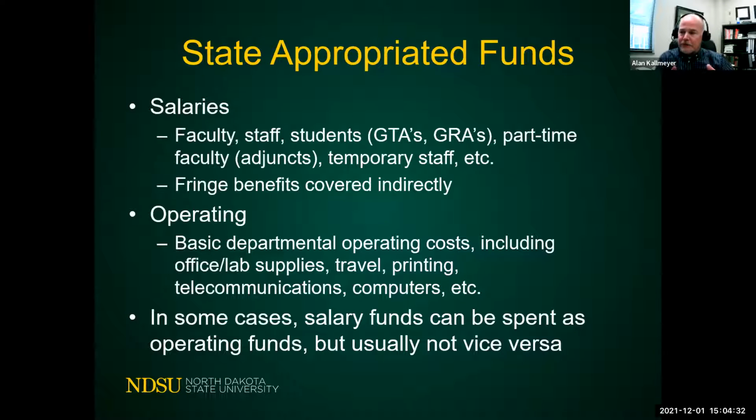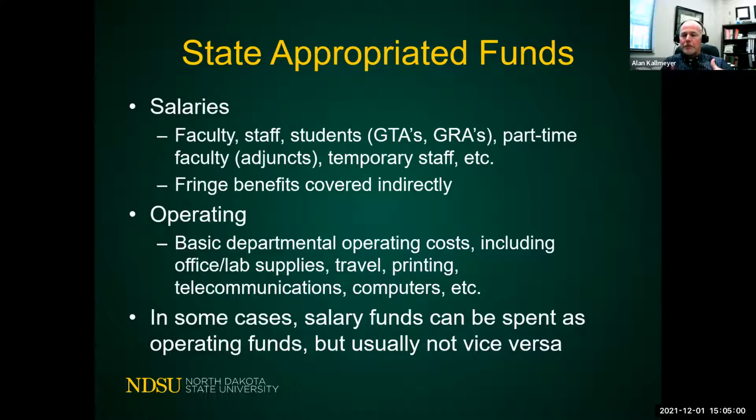The nice thing about using the appropriated funds for salaries is that the fringe benefits are covered indirectly. You don't have to budget fringe benefits into your funding, as opposed to if you're going to use local funds to pay for salaries. So you always try to use appropriated funds as much as possible for covering salaries.